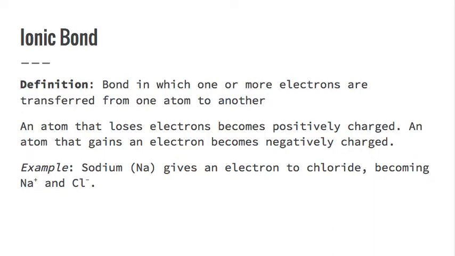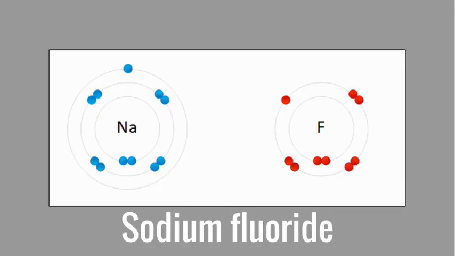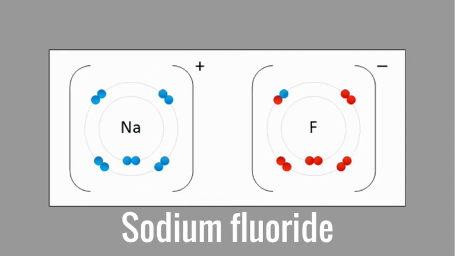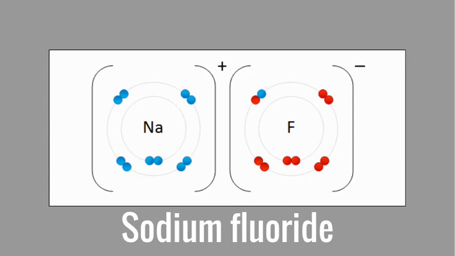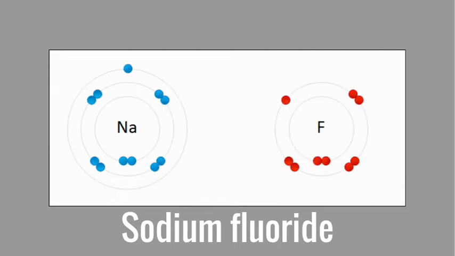For example, sodium gives an electron to chloride, becoming Na+ and Cl-. So sodium chloride is table salt. And I'll have an example for you of that in a second. So here's an example, sodium fluoride. Sodium gives its electron to fluoride. The sodium becomes positive, the fluoride is negative, and the 2 are now sodium fluoride as one compound.